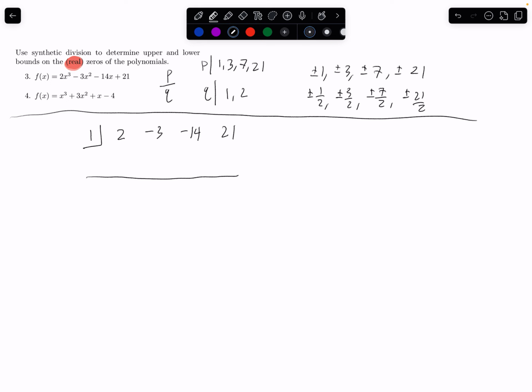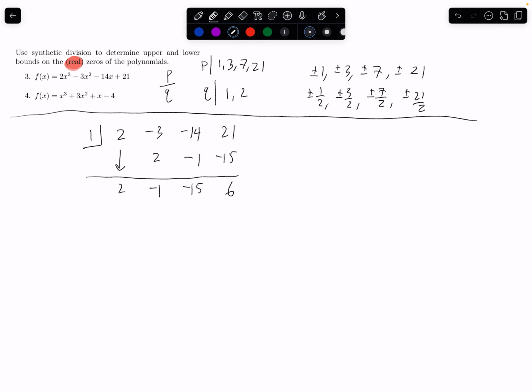Okay, so I'm going to run my synthetic division. 2 comes down. 2 times 1 is 2. Add those together, I get -1. -1 times 1 is -1. Add those together, I get -15. -15 times 1, -15. And then -15 plus 21 is 6.